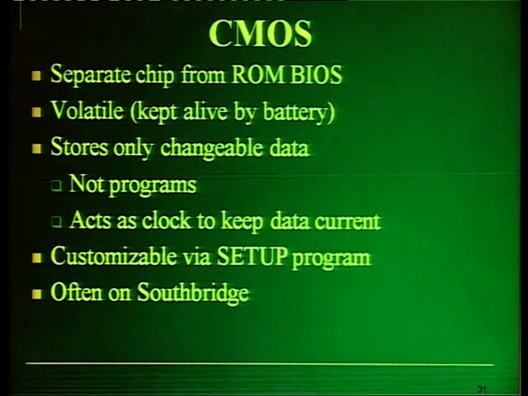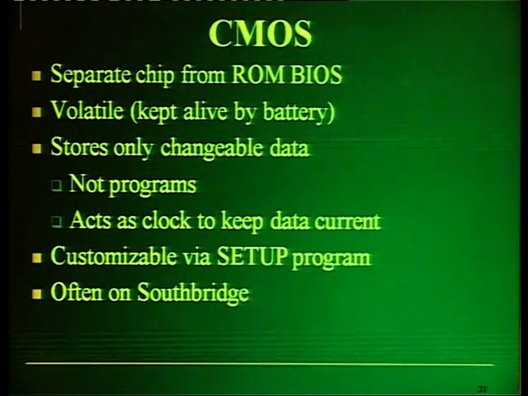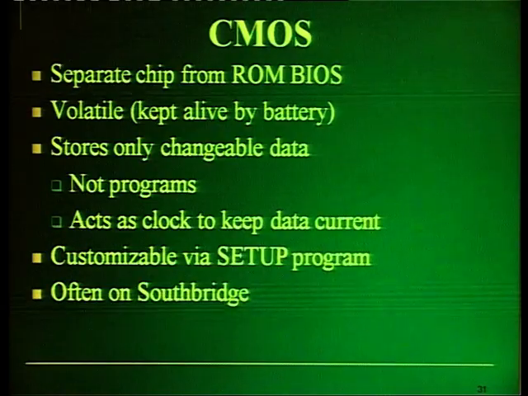Then the second hardware component is CMOS, complementary metal oxide semiconductor chip, that stores your BIOS also. This is a separate chip from the ROM BIOS. This is volatile, kept alive by the battery only. The data stored on this chip will be lost when your power is off.